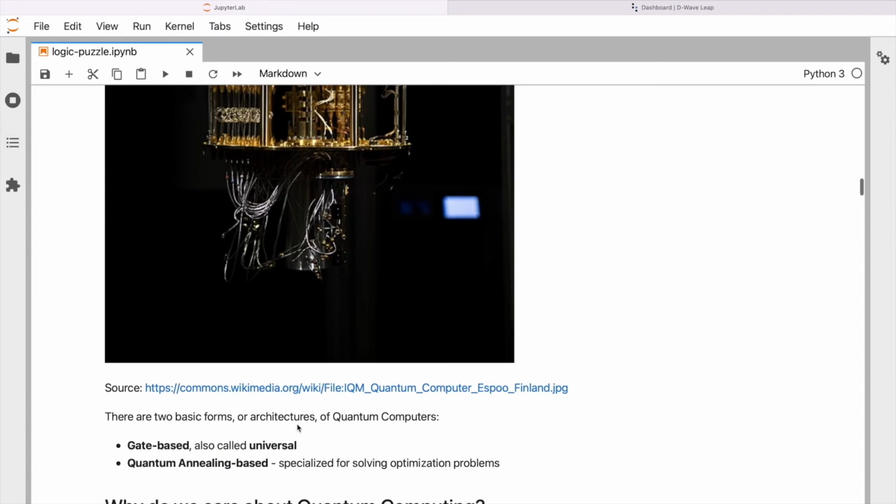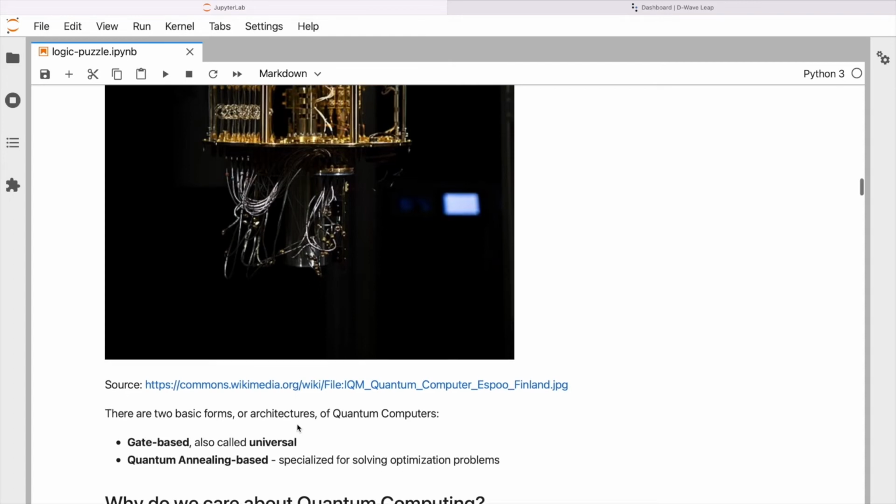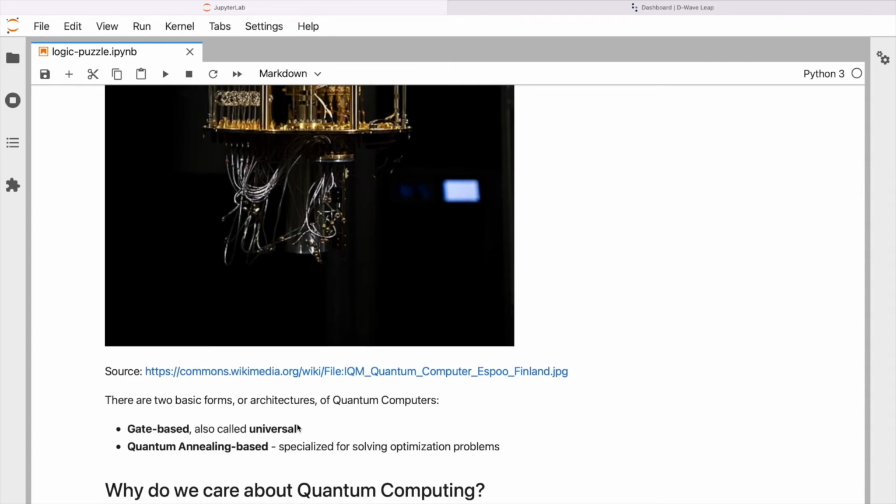The last thing I want to talk about in this introduction is the two different core architectures in quantum computing. One is gate-based or universal quantum computers, and the other is quantum annealing computers. The gate-based are universal in the sense that they can perform any computation we can consider, essentially anything that can be done on a classical computer and potentially others. Quantum annealing devices are very specialized at solving optimization problems. They're not general purpose computers in that sense.